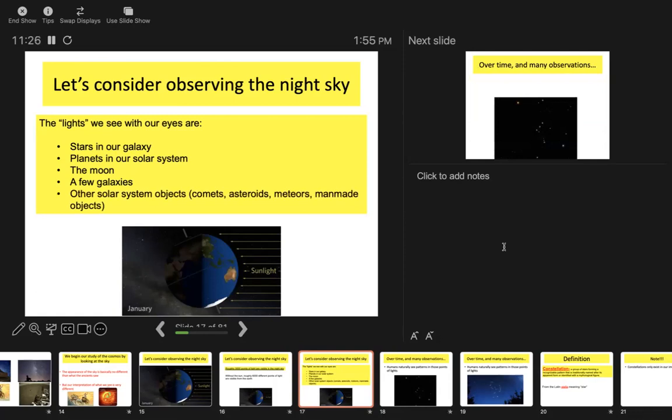We talked about comets. If an asteroid comes close to us, we can see that. We certainly see meteors streaking across. Those are your shooting stars. And you can see satellites crossing as well. And we'll stop right there.